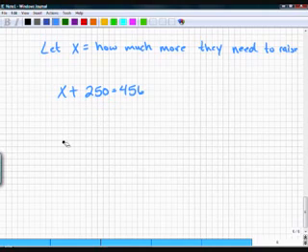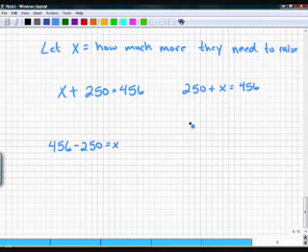Somebody want to give me another way you could write it? You can do that: 250 plus x equals 456. Why are those two the same thing? What property? Commutative property. If you add two things, it doesn't matter what order you add them in. It's the same thing. How else could we write it? 456 minus 250 equals x, and there's one other way.